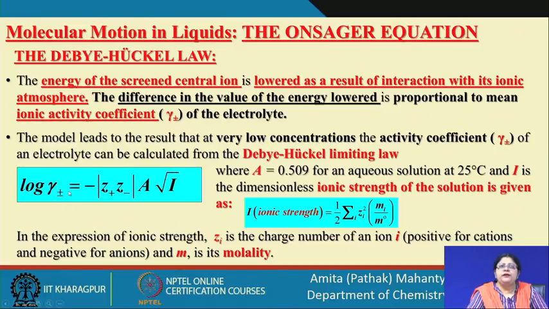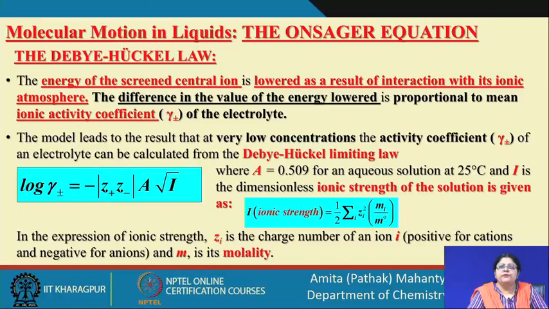So, in this expression, this is a constant, for an aqueous system at 25 degrees we take it as 0.509, and I is the ionic strength of the solution. And how do you calculate the ionic strength of the solution? Ionic strength is nothing but the summation of the charges. Z is the charge of the ions which are present.